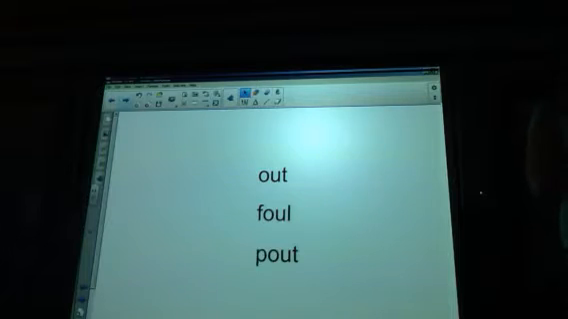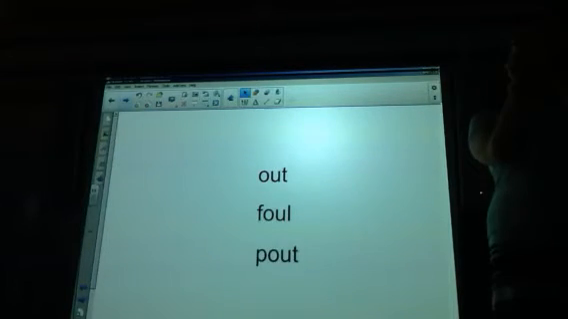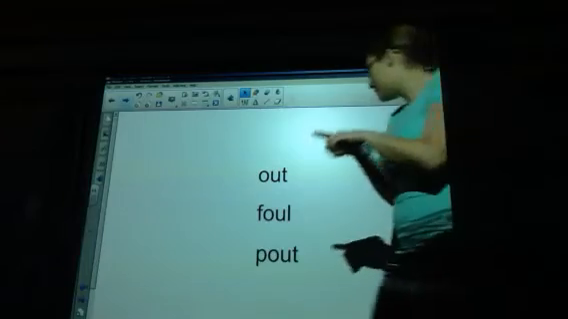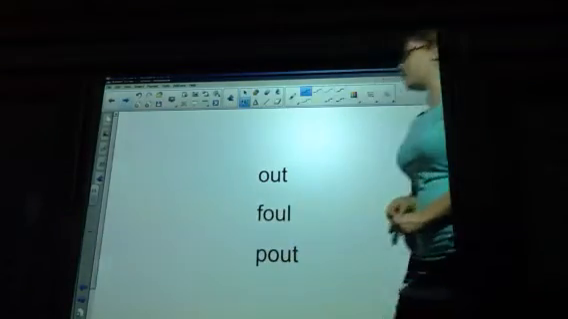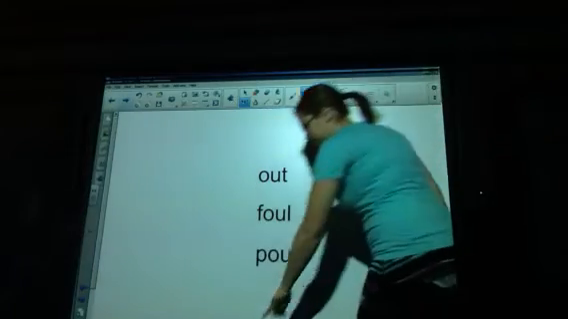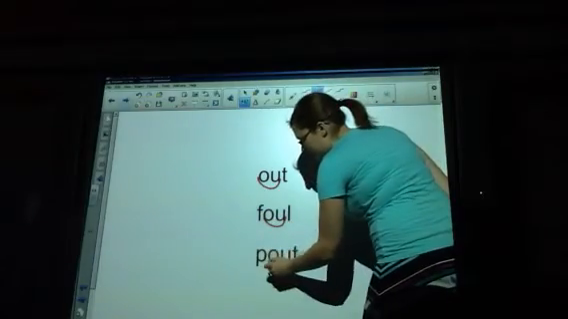O-U is something that we haven't talked about this year yet. It is called a diphthong. A diphthong is two vowel sounds that come together so fast that they are considered to be one syllable. So we code these just like we do combinations, with an arc. I'm going to put an arc under all of my diphthongs.